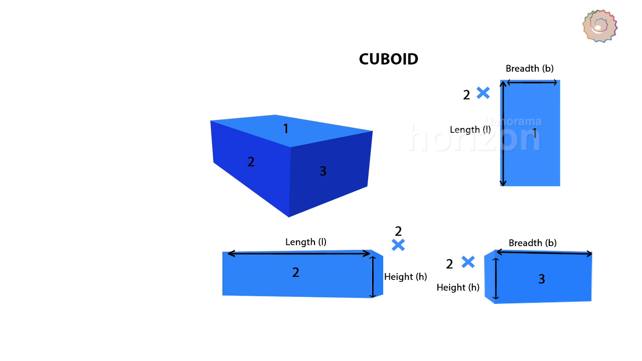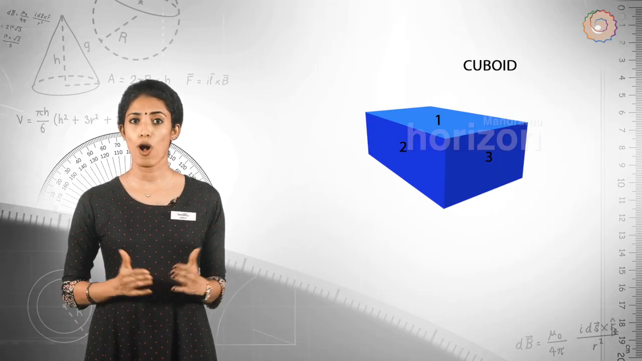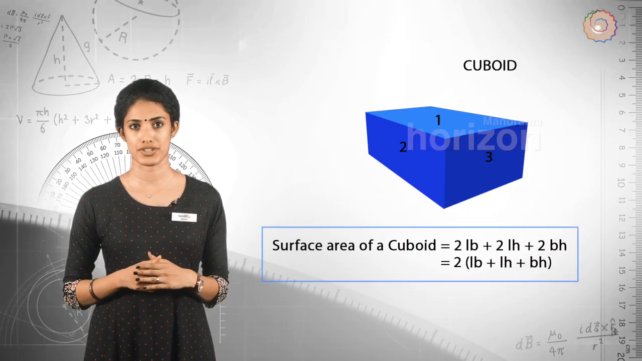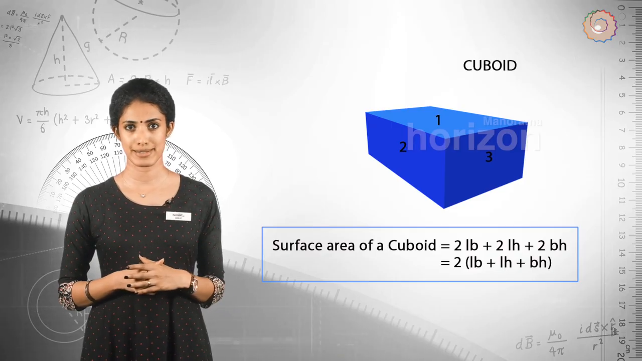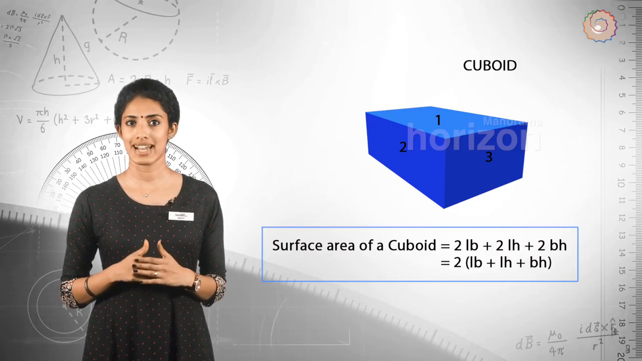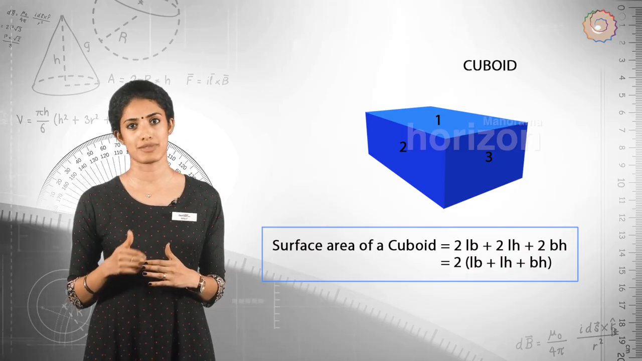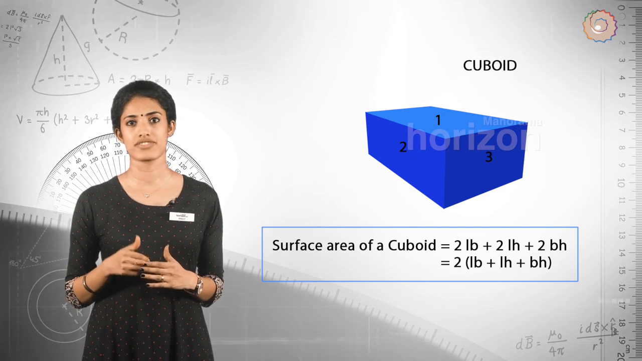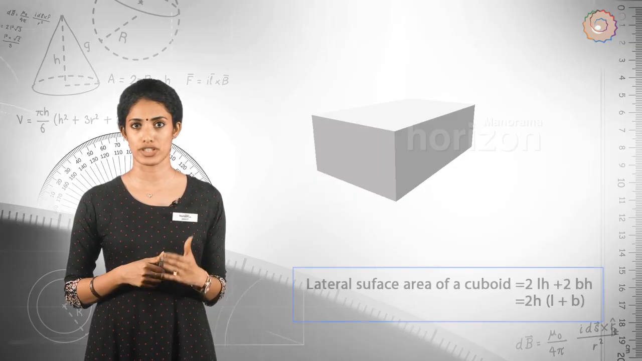I represent length, breadth, and height as L, B, and H here. So, what happens if we add all these, that is 2LB plus 2LH plus 2BH? Now, let us take 2 common from all these terms. Therefore, the surface area of the cuboid is given by 2 multiplied by (LB plus LH plus BH). The surface area can also be called the total surface area. So now we have found out the surface area of the cuboid.